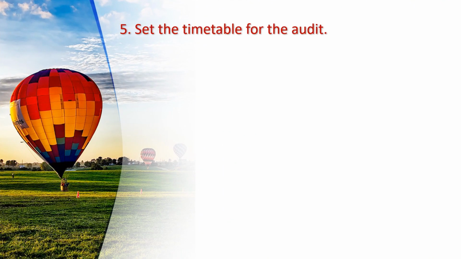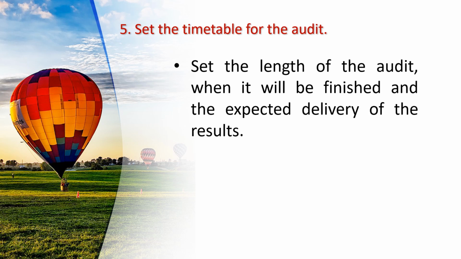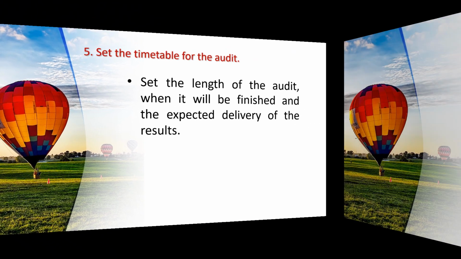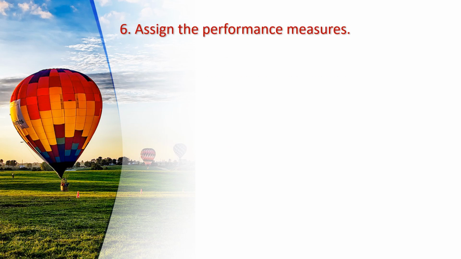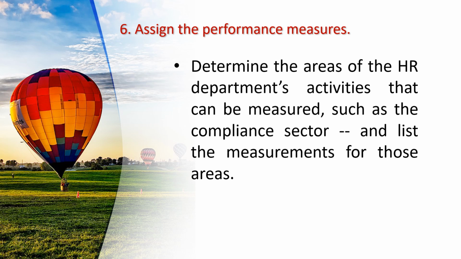For number five, set the timetable for the audit. Set the length of the audit, when it will be finished, and the expected delivery of the results. For number six, assign the performance measures. Determine the areas of the HR department's activities that can be measured, such as the compliance sector, and list the measurements for those areas.